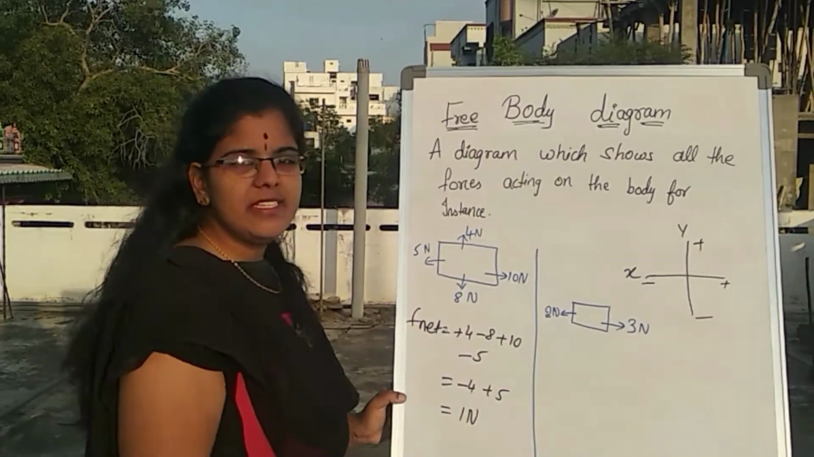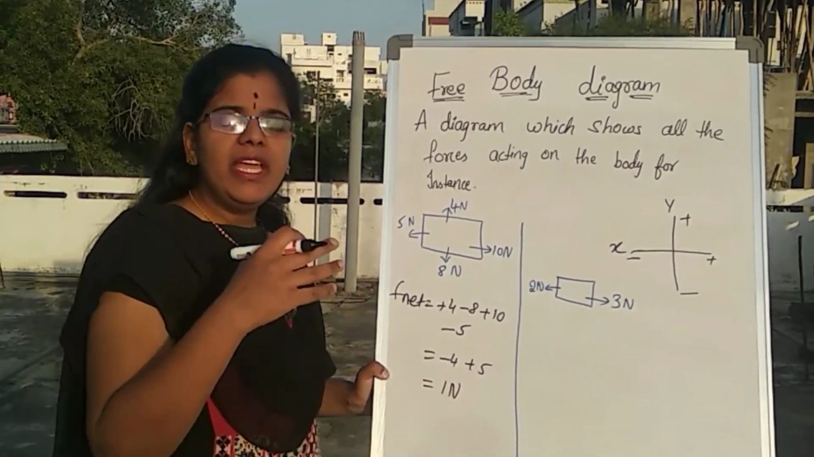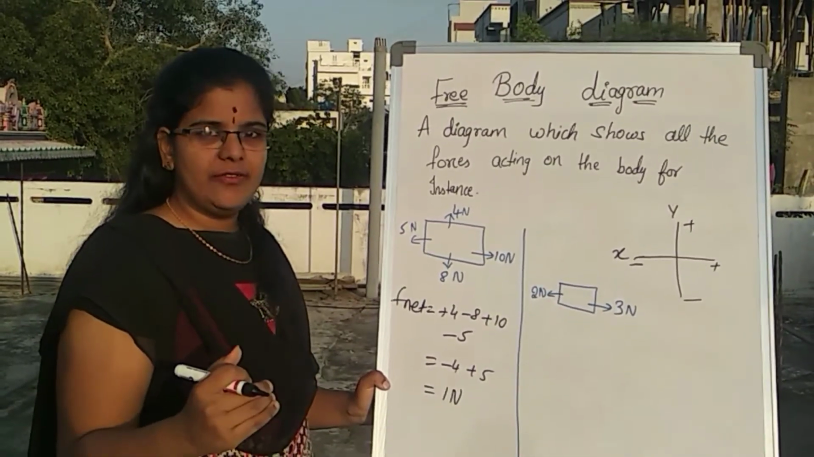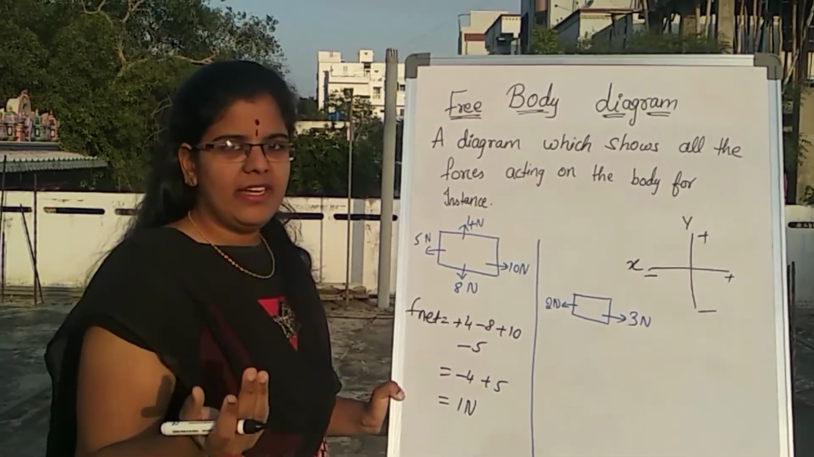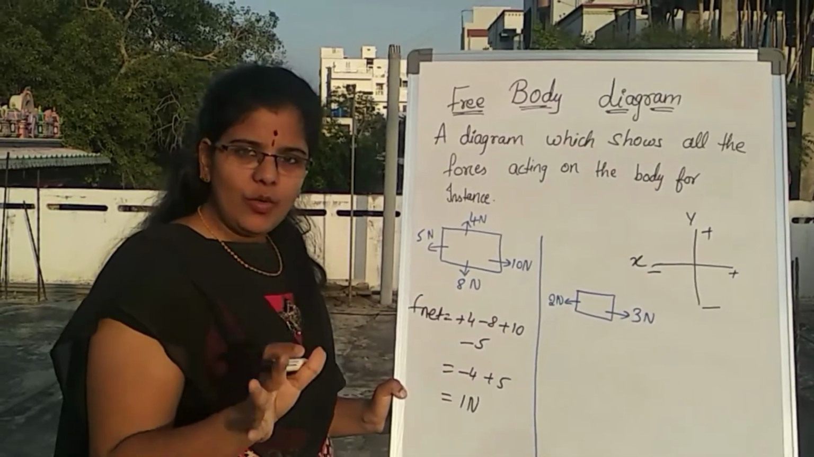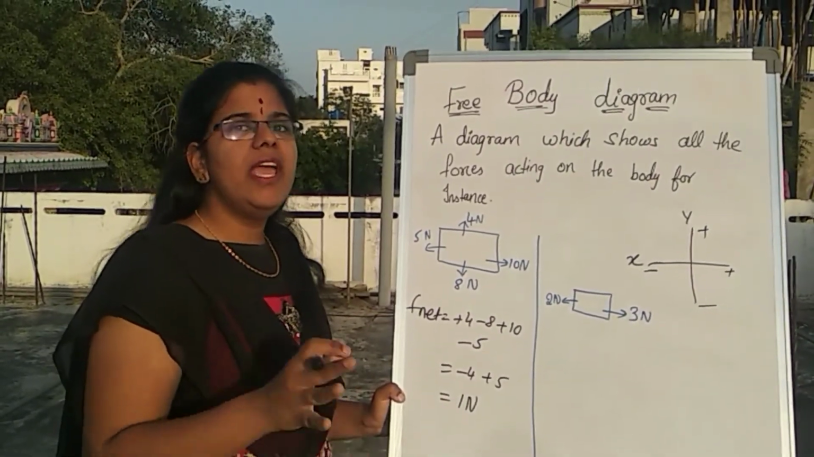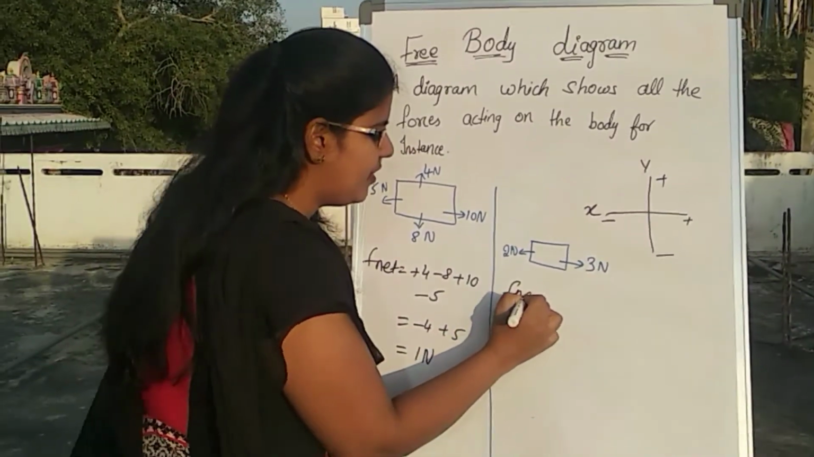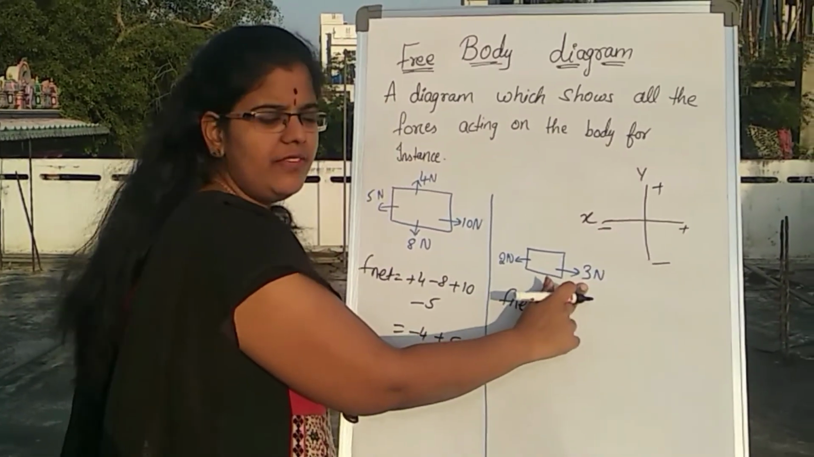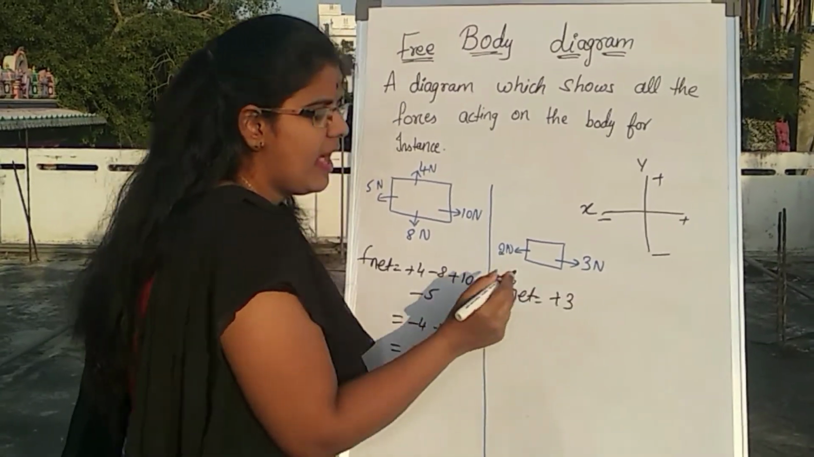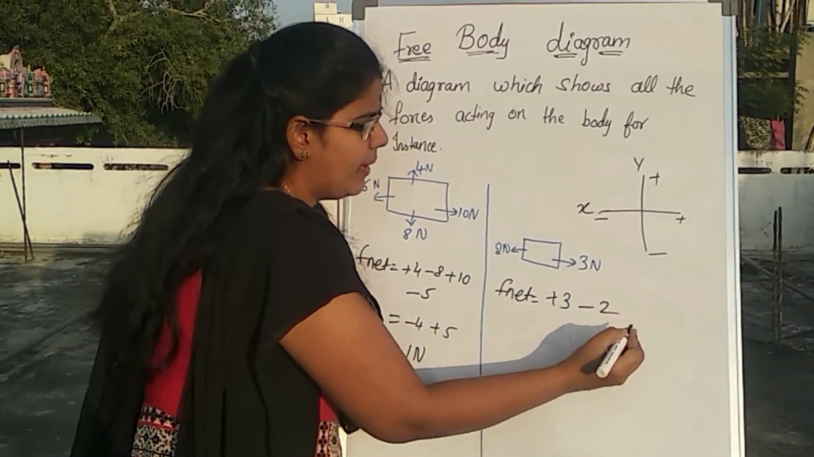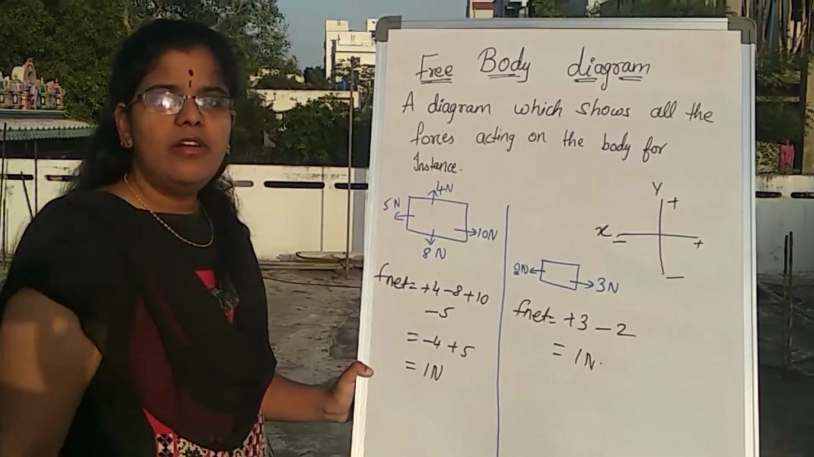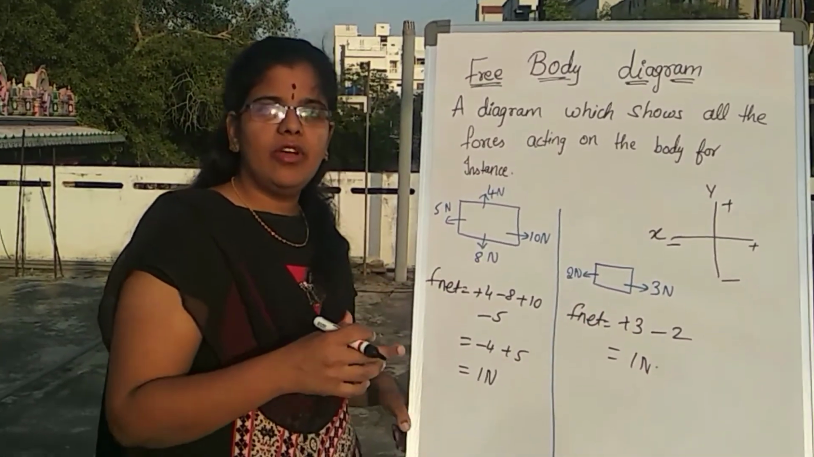So let us see the second diagram. In the second diagram, they did not give the upward direction force and downward direction force. They have given only left and right. So we just have to calculate those two forces, and we have to find out the net force acting onto that object. So let us calculate. F net is equal to, so 3 we will be taking plus, and 2 we will be taking minus. So how much we will get? We will be getting 1 Newton. So this is the force acting onto that object.